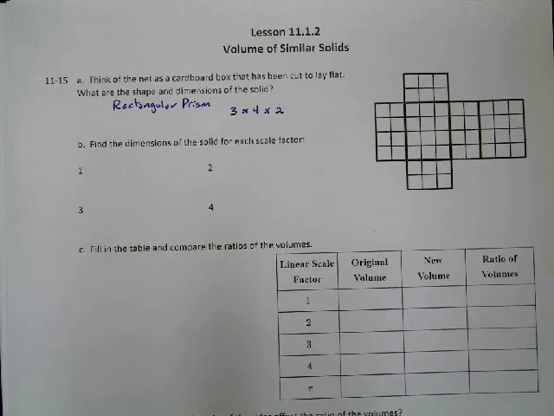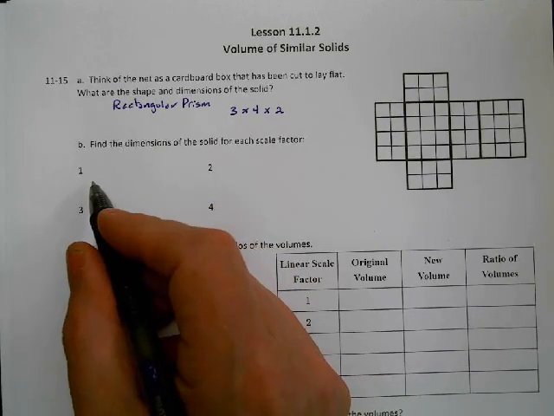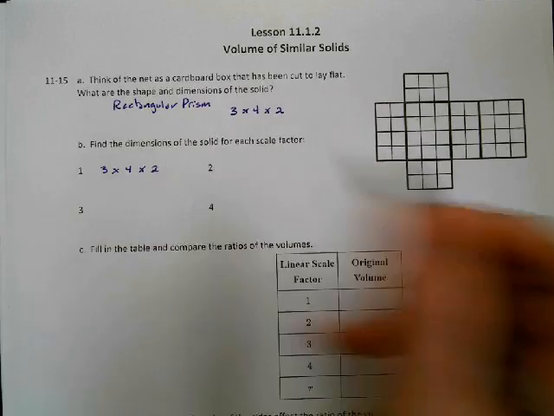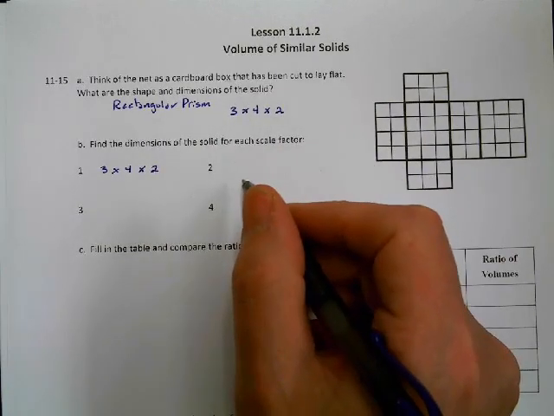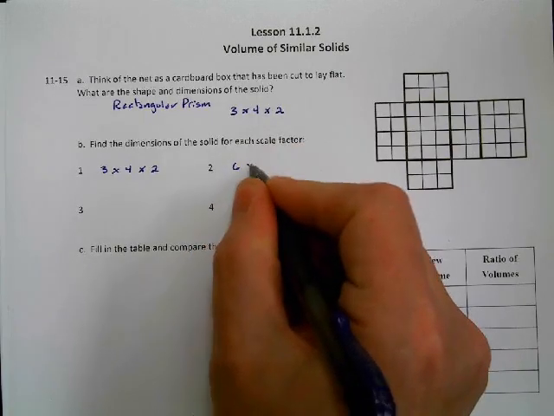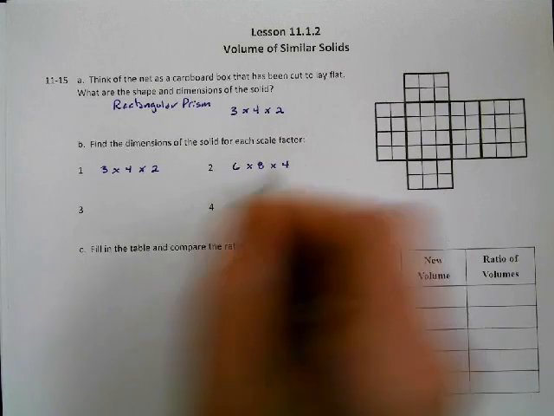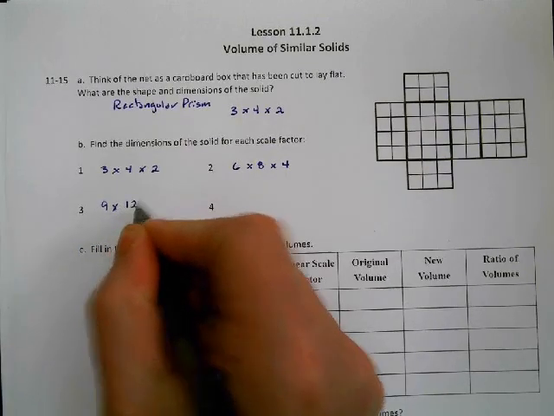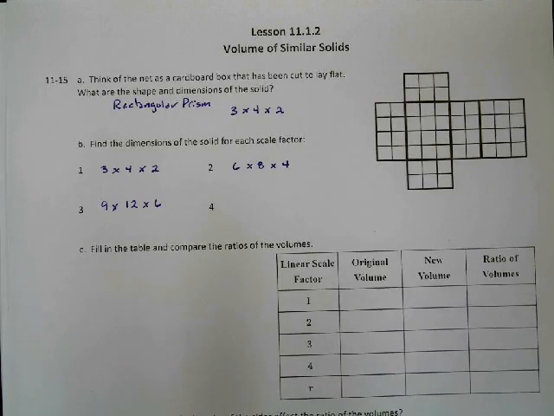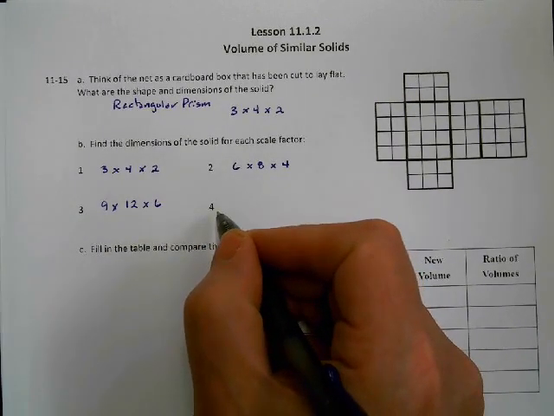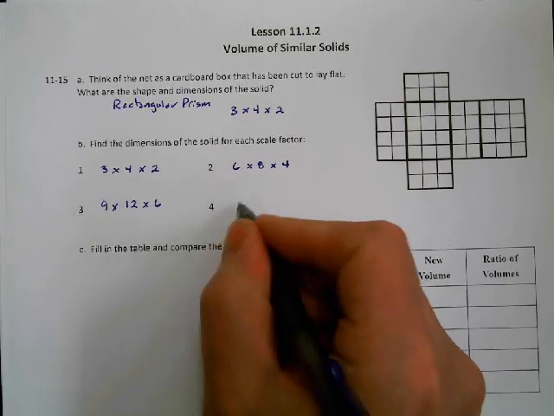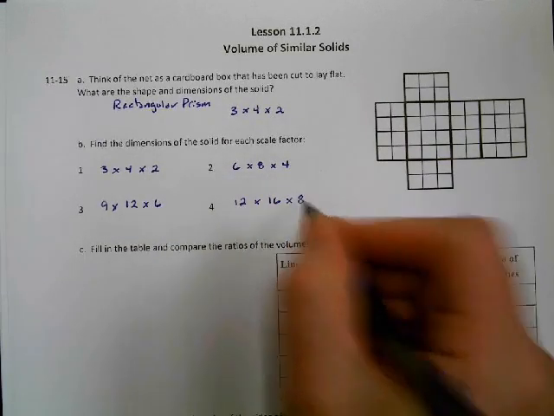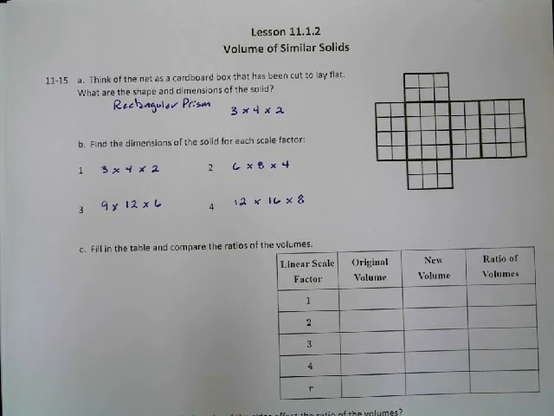All right, so the dimensions of the solid for each scale factor. A scale factor of 1 means that it's the same exact solid, so that'd be 3 by 4 by 2. If the linear scale factor were 2, everything would double, so this would be 6 by 8 by 4. If the scale factor were 3, everything would triple. So 3 times 3 is 9, 4 times 3 is 12, 2 times 3 is 6. It'd be a 9 by 12 by 6. And finally, if we had a scale factor of 4, we would have 3 times 4 is 12, 4 times 4 is 16, 4 times 2 is 8. Okay, so that's if we made a similar solid with these different scale factors.